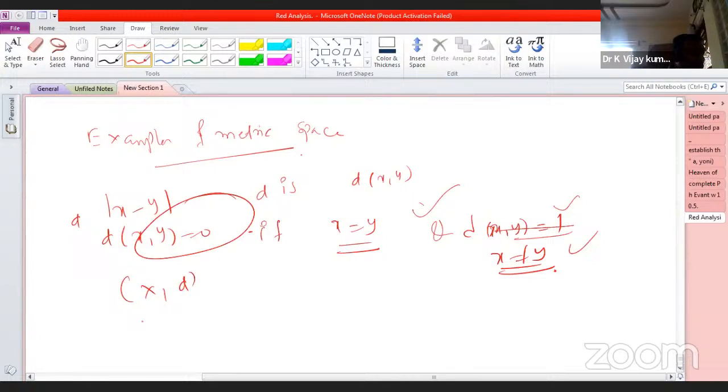If we take it like this, the metric will be called the discrete metric on X. It is 0 if x is equal to y and 1 if x is not equal to y. The set of all real numbers we can derive that.